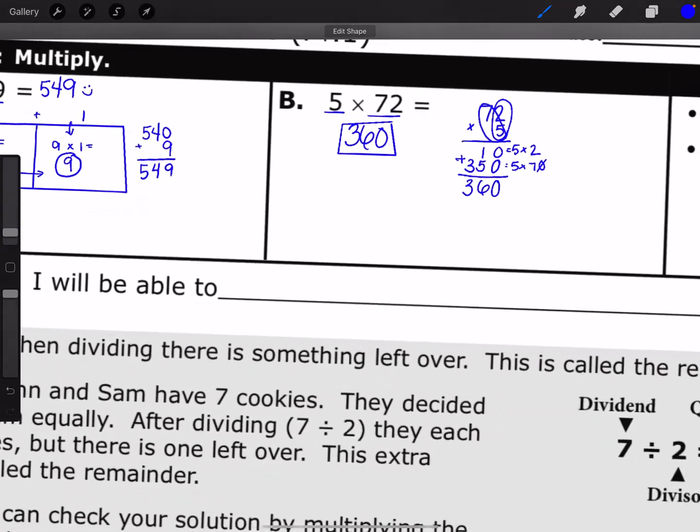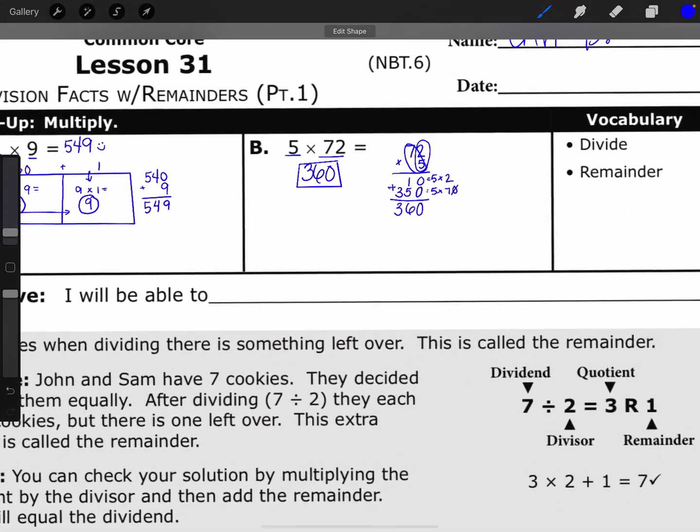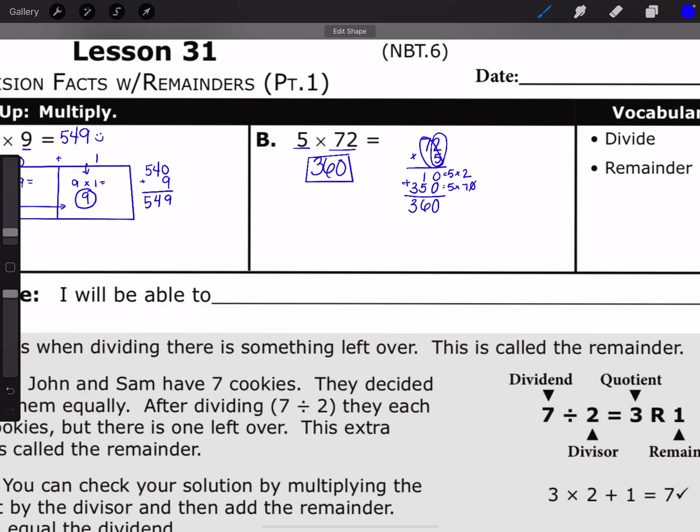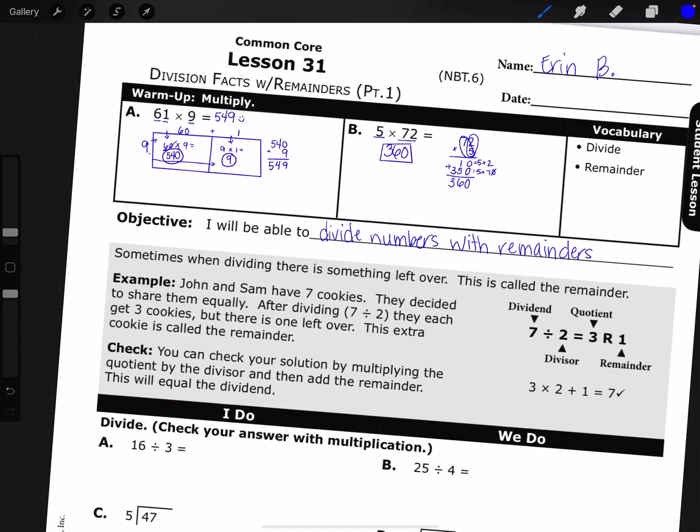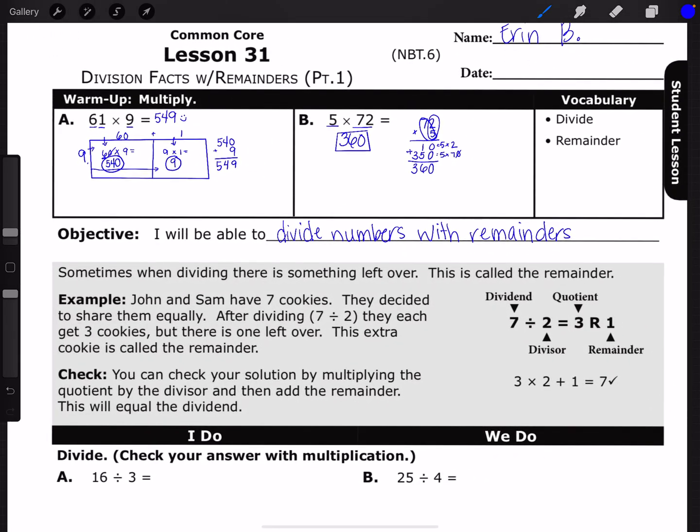All right. So today we're going to be learning about division with remainders. So I will be able to divide numbers with remainders. Now on the front there is a little bit of an explanation, and it says sometimes when dividing there is something left over. This is called a remainder.